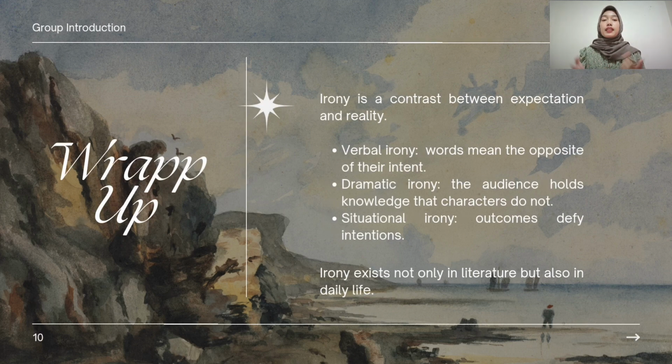Alright, that is our presentation on irony, and we have all learned about the definition of irony, the types of irony, followed by examples of each type and the irony found in literature. To wrap up, irony is a contrast between expectation and reality.